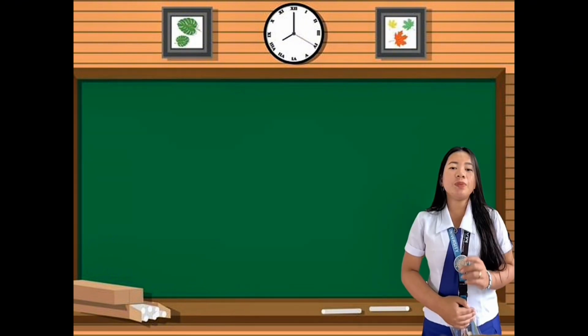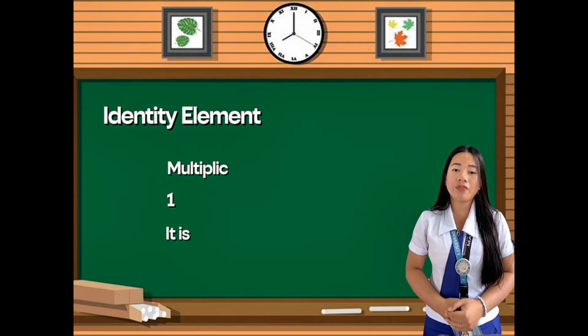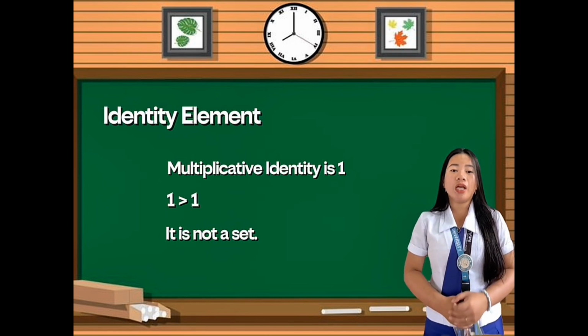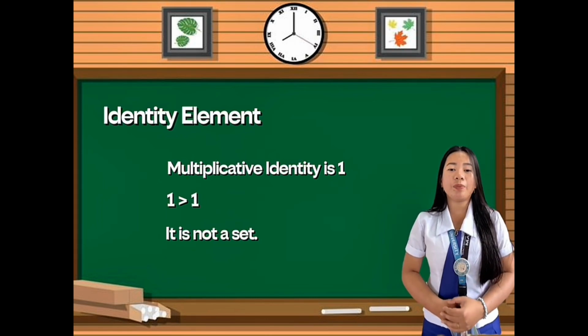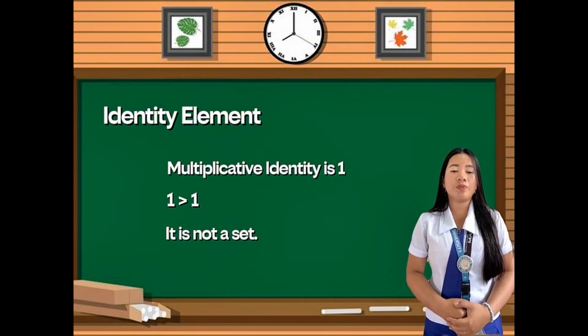But now, the multiplicative identity is 1. However, 1 is not greater than 1, so it's not in our set. This means the set fails the identity property, which is crucial for a group.